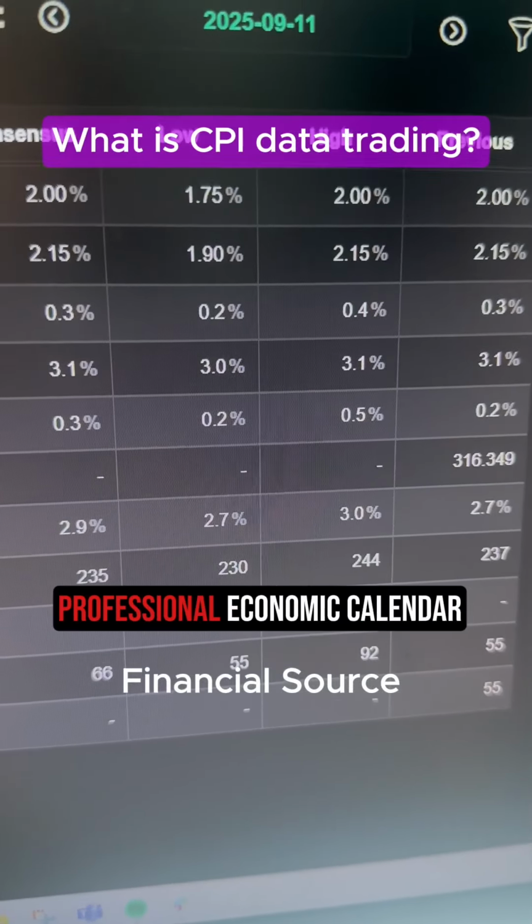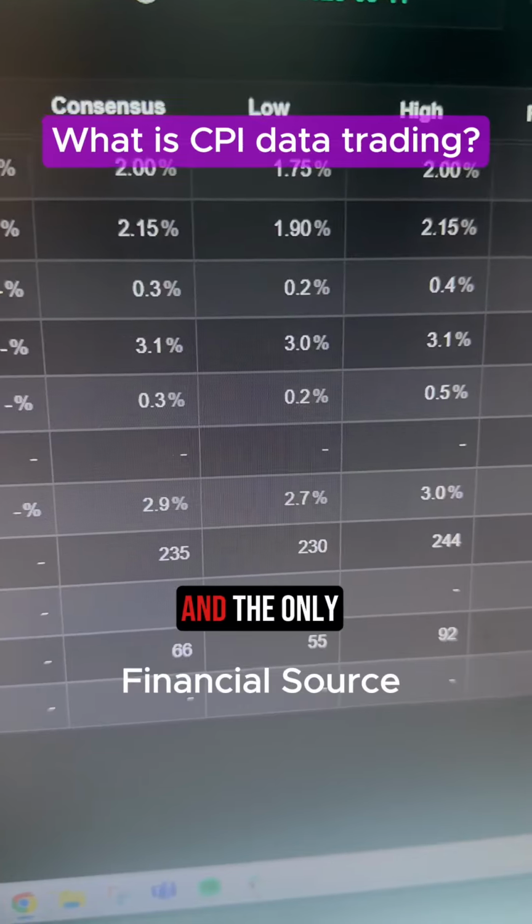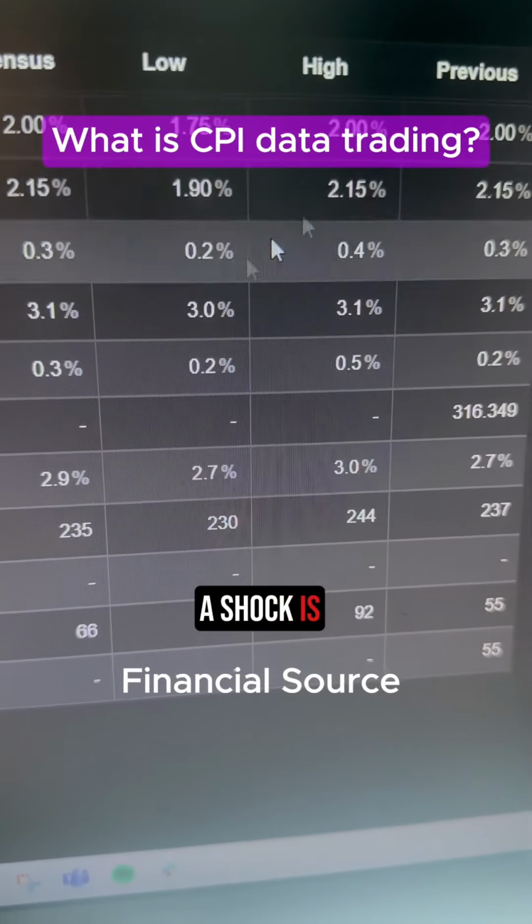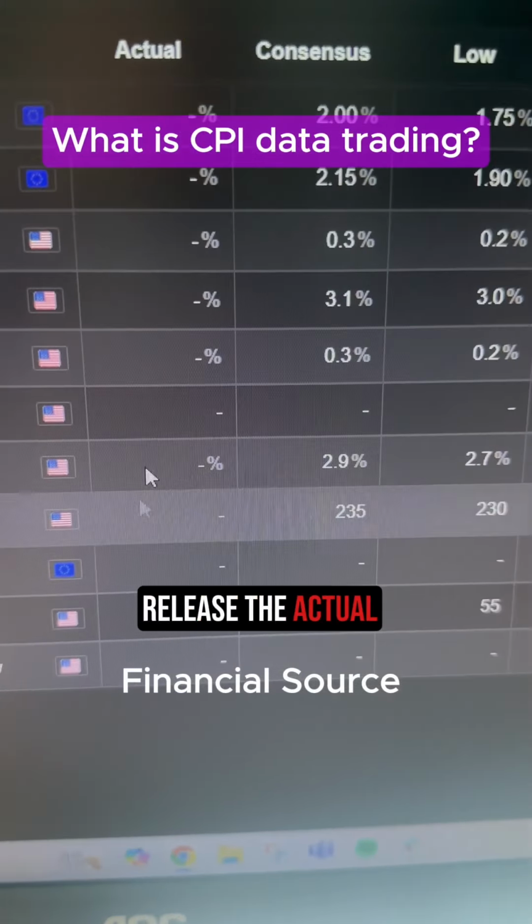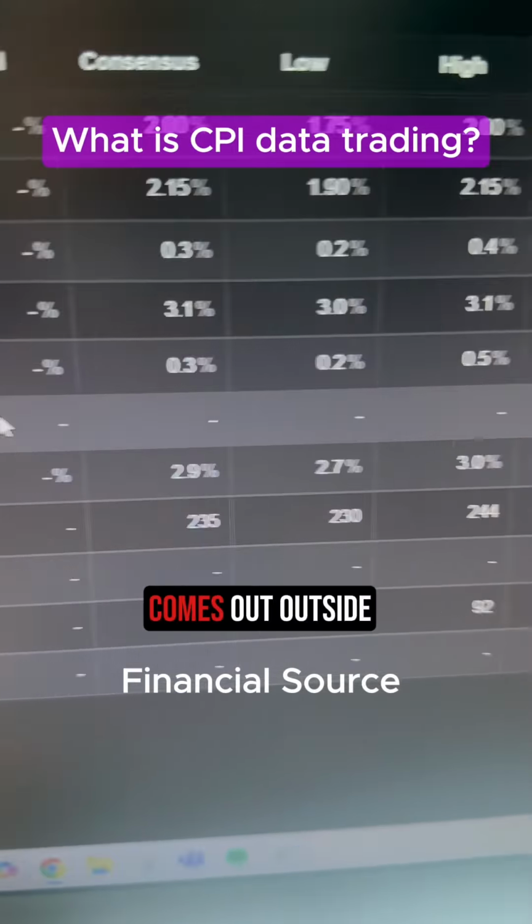Well, what you need is a professional economic calendar. The only way you can figure out what a shock is, is if the actual release comes out outside of what everyone expected. And what a professional calendar will give you is the full range of expectations.